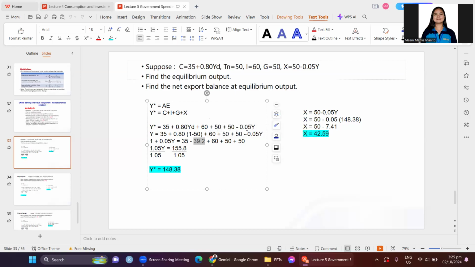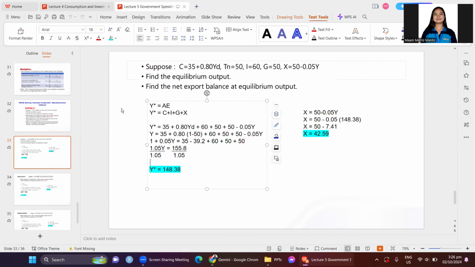And then the 0.05y here, we just transfer it to the other side. And since it's negative here, when we transfer it to the other side, it will be positive. So that is 1 plus 0.01 plus 0.05y. So that's 1.05y. And then we divide both sides so that we can have the equilibrium output: 155.8 divided by 1.05. That is 148.38. So this is the answer for the first question.